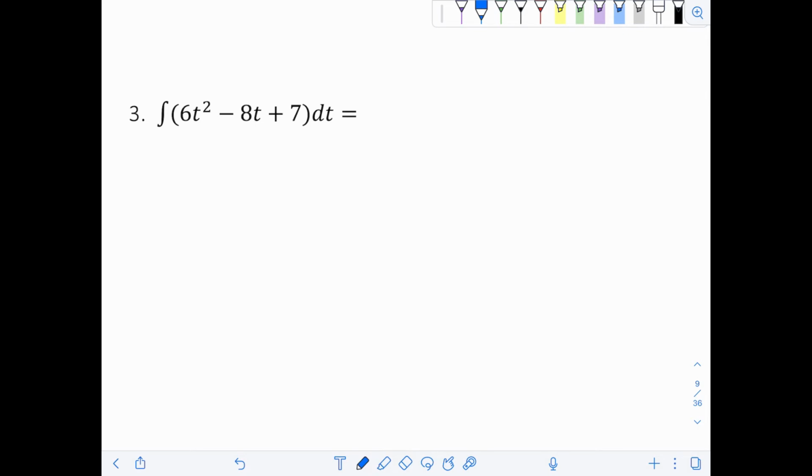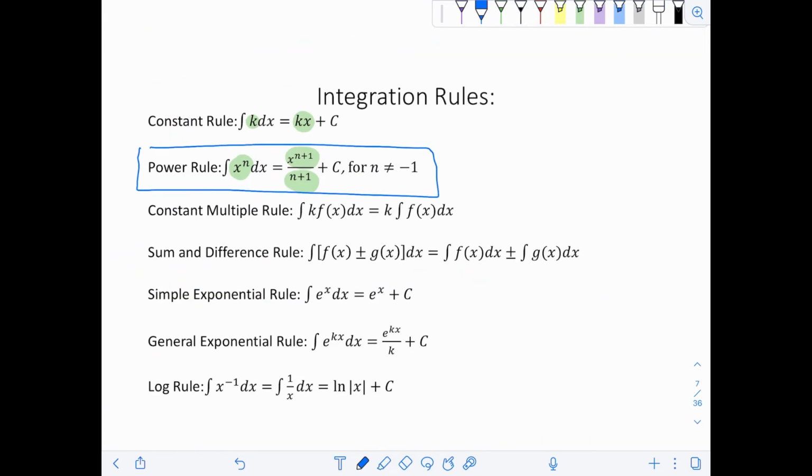Okay, here's an example where we have a function with three different terms. And again, I'll go back to the rules here. The sum and difference rule is basically saying that if you have separate terms, separated by addition and subtraction, you can just integrate them separately. This was really the same thing we did for derivatives as well, that you could differentiate them separately.